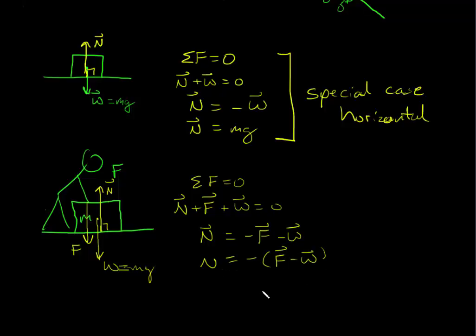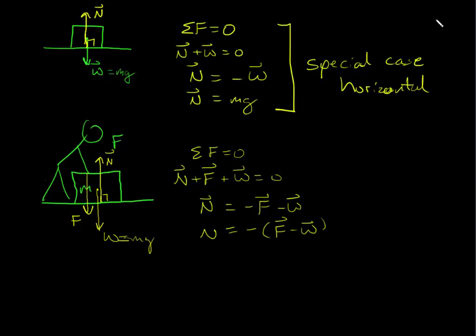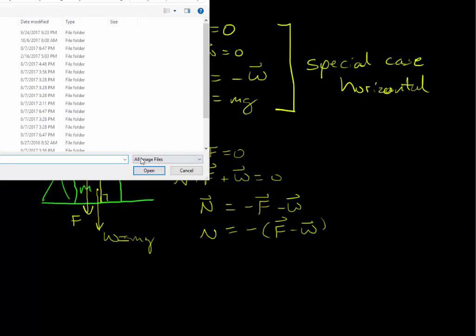All right? So I can see that it's not always mg. And it's really not mg when we start talking about inclined planes. Let me get a new page open real quick. So suppose we had an inclined plane. It's inclined at some angle theta, and there's a box sitting on it. All right, so it's just sitting there.